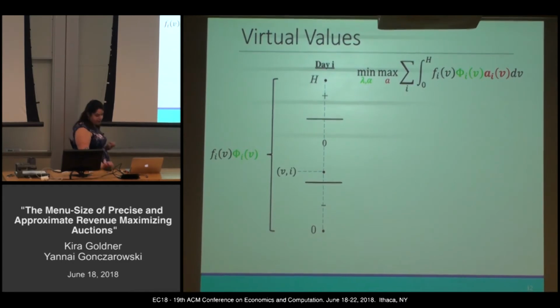So the point is, if I point at any point on here, I'm going to talk about this f times phi at that point, where that point is day of shipping on the horizontal axis and value v on the vertical axis. Okay? And so these signs just mean that here f times phi is positive, here f times phi is 0, and here f times phi is negative. And so my question is, if I'm trying to find an optimal solution to this problem, what should my allocation rule be in the region where f times phi is positive? What do I want to set a to maximize this quantity, given that this quantity is positive?